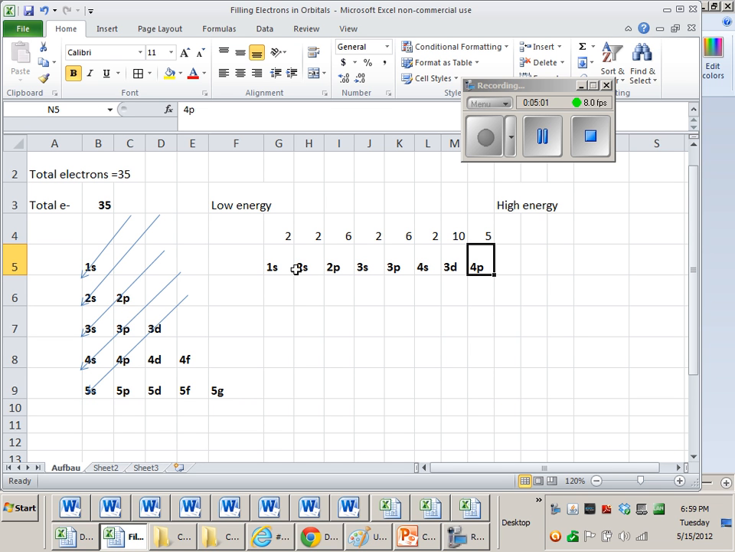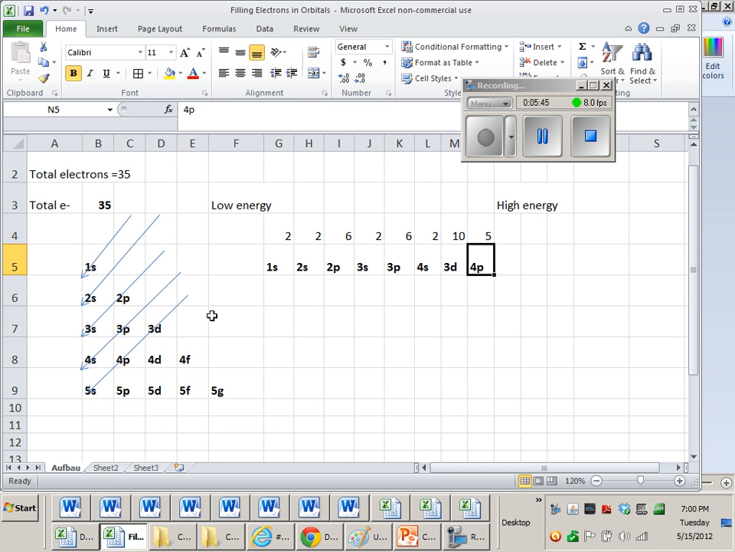If I was asked to report the electronic configuration, I would probably end up reporting it like this: 1s2, 2s2, 2p6, 3s2, 3p6. All these are superscripts. I think the more proper way to do this is to do them in order of principal quantum number. So you'd have 1s2, 2s2, 2p6, 3s2, 3p6, 3d10, because it's 3's before 4's, and then 4s2, 4p5.